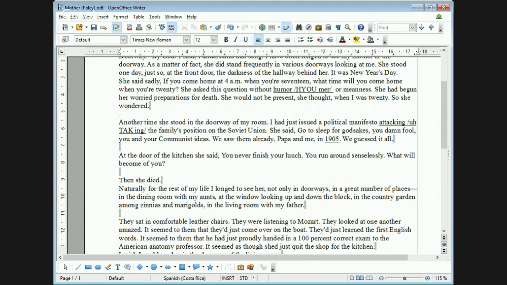Okay, and so we're still talking about her mother standing in doorways, chastising her. And so, Judith, can you read the next part?